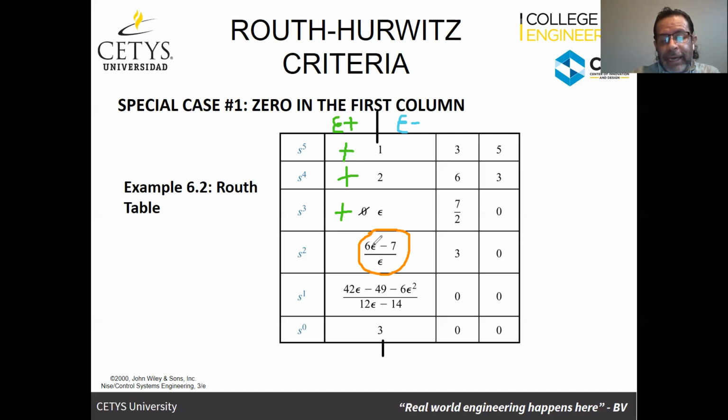6 times epsilon, and epsilon is a very, very small number that's positive. So 6 times epsilon is going to be positive, but it's a small number multiplied by 6, so it's going to be smaller than 6. Minus 7, then the numerator is going to be negative. And since epsilon is a very small positive number, negative divided by positive means that this is going to be negative, correct? So Marianne was correct.